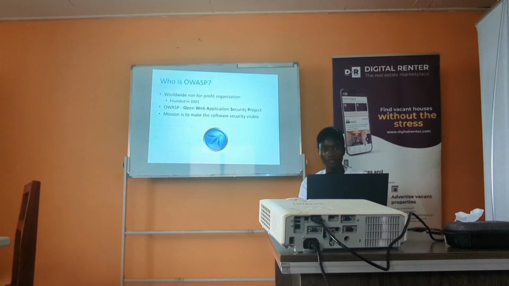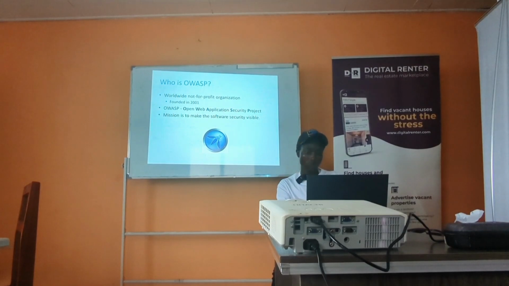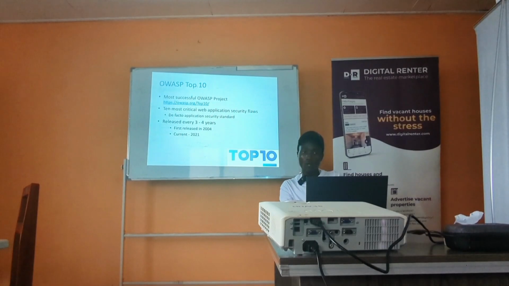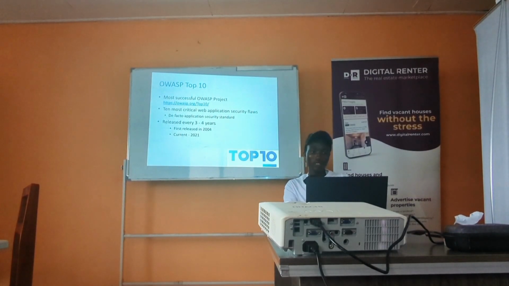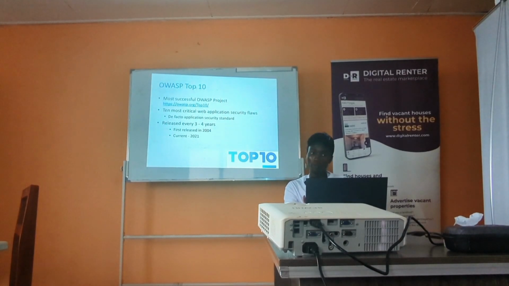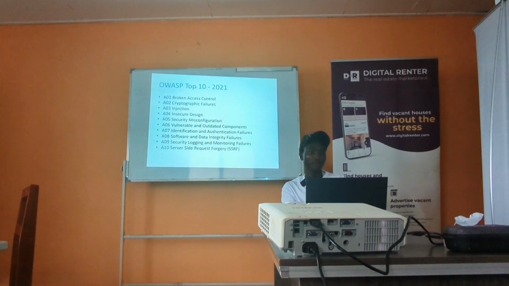So who is OWASP? OWASP is a worldwide non-profit organization founded in 2001. The full meaning of OWASP is Open Web Application Security Project, whose mission or goal is to make software security visible. OWASP Top 10 is one of the most successful OWASP projects, which contains the 10 most critical web application security flaws. OWASP top 10 is released every 3 to 4 years. The first version was released in 2004, while the most current one is OWASP top 10 of 2021.